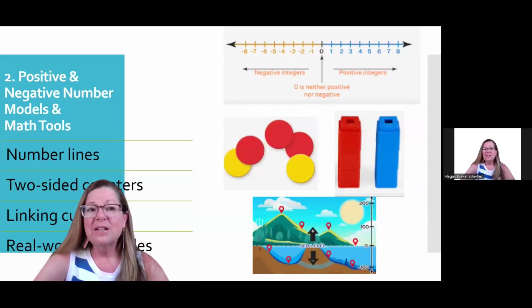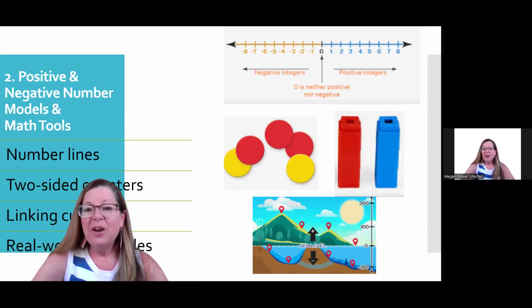Number 2, those positive and negative number models and math tools. Several models can help students learn about positive and negative numbers in sixth grade. These include number lines, manipulatives, again, like the colored chips or the two-sided counters or the unifix cubes or linking cubes, and real-world examples like altitude or temperature.